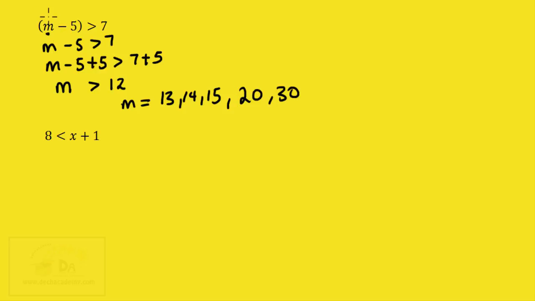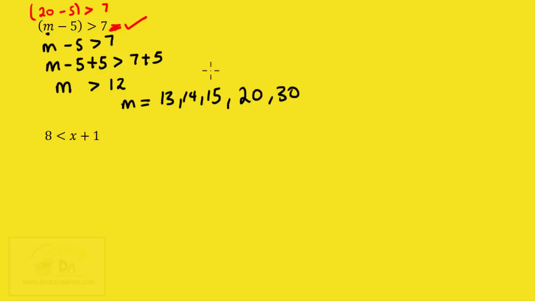When m is 20, the left hand side term is as follows: 20 minus 5, and the right hand side term is 7. 20 minus 5 is 15, which is greater than 7. So when m is 20, the left hand side is greater than the right hand side. So this inequality is satisfied.